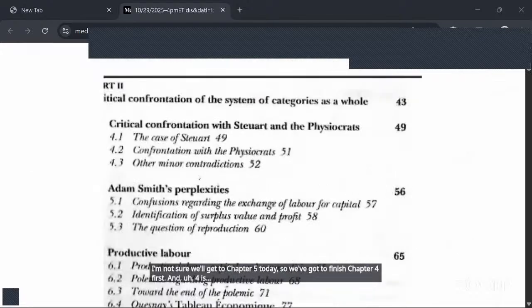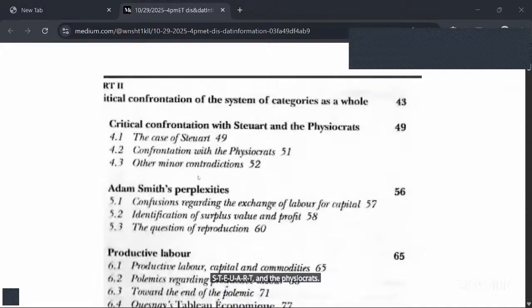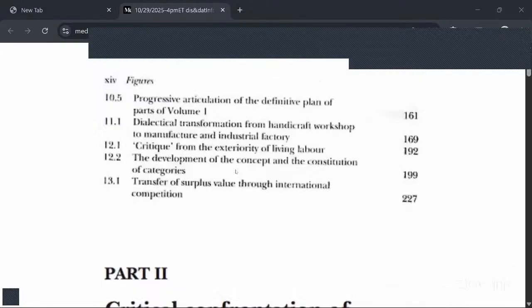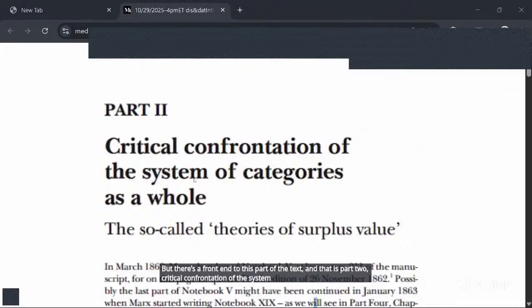And chapter 4 is the critical confrontation with Steuart and the physiocrats. But there's a front end to this part of the text, and that is part 2, critical confrontation of the system of categories as a whole.